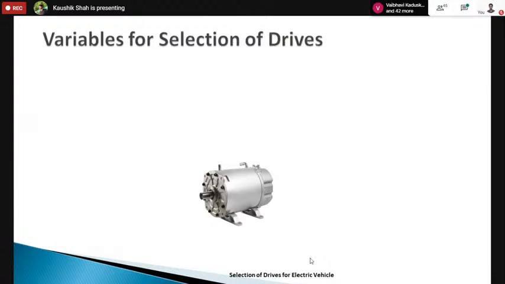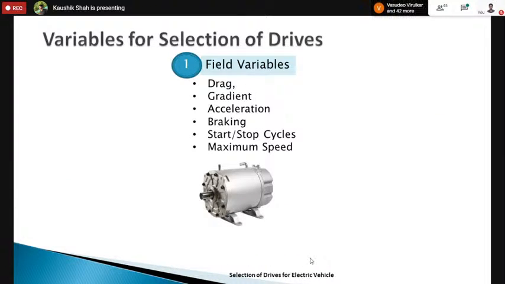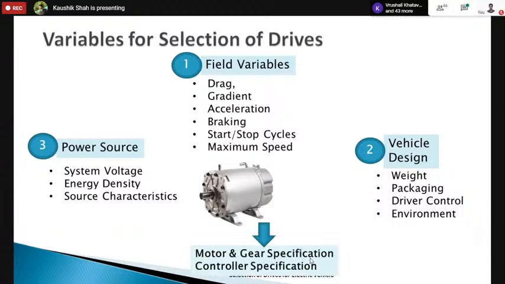Right, so these are the variables. It is in the similar context to what I said earlier, but I'm just going to take you through this particular slide to define your specification. So you look at this. Final output is what? These three variables I just put up here on the slide. The field variables, you need to have a drag, vehicle drag, the gradient, acceleration, braking. All these inputs are required, and of course, you need to have vehicle design related parameters.